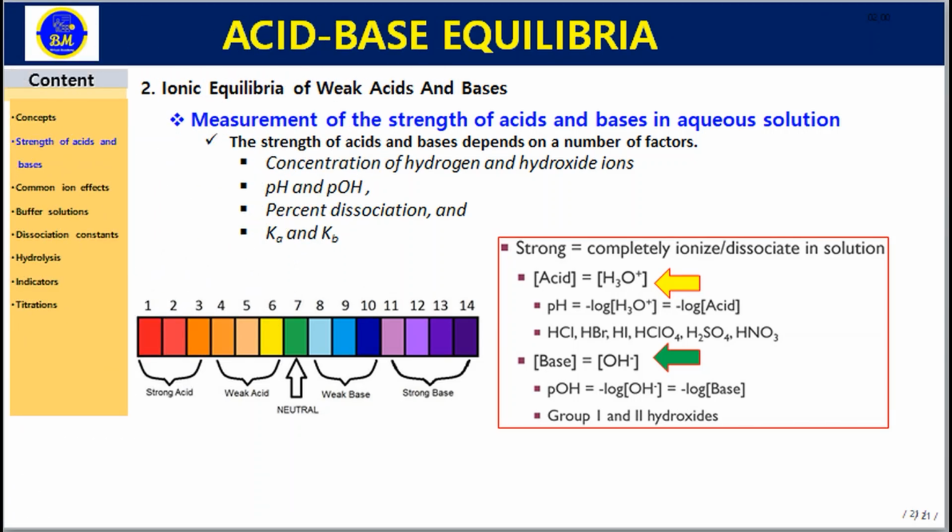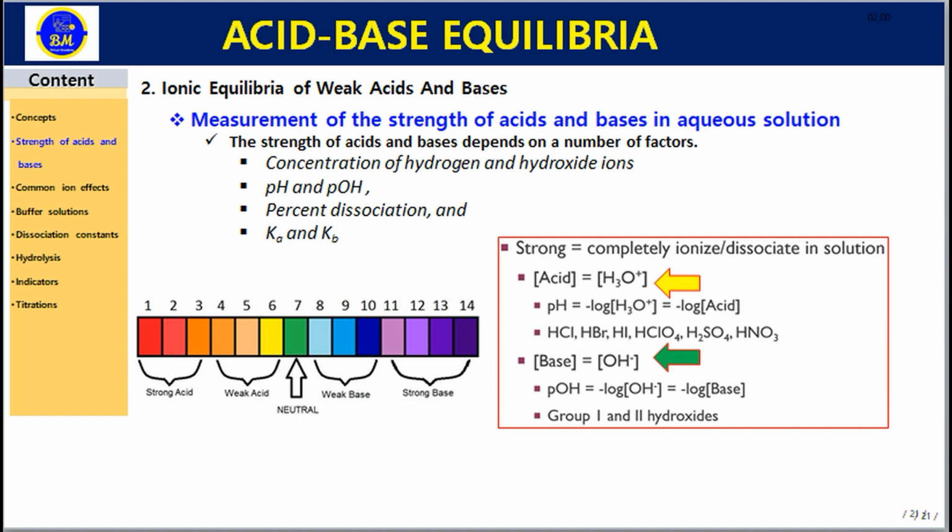The other important point is the measurement of strengths of acids and bases. How can we define strength? The strength means to identify whether the acid is either strong or weak, and whether the base is either strong or weak, based on the pH scale. This term in general is what we call the strengths of acids and bases.